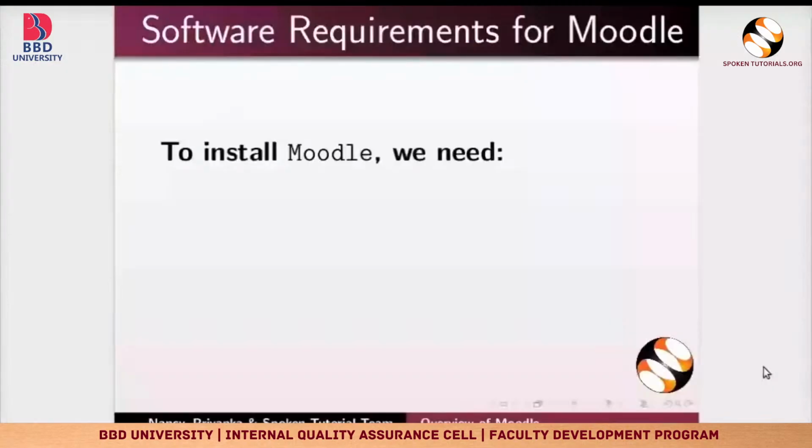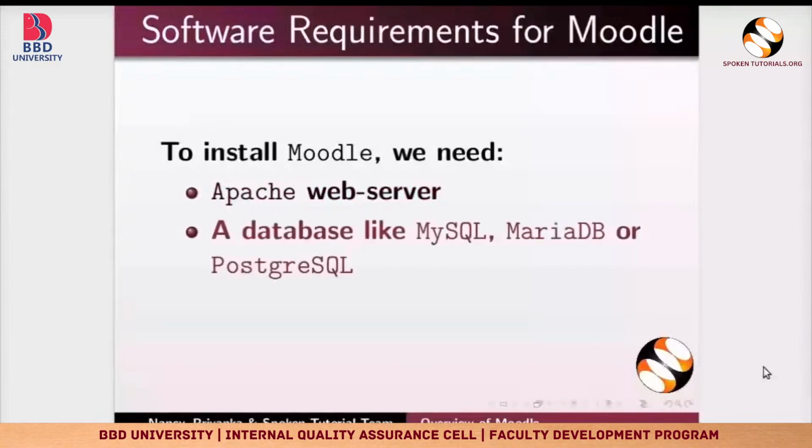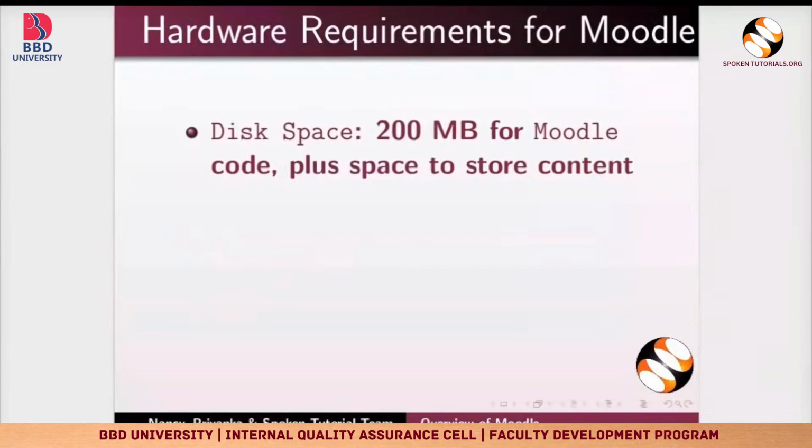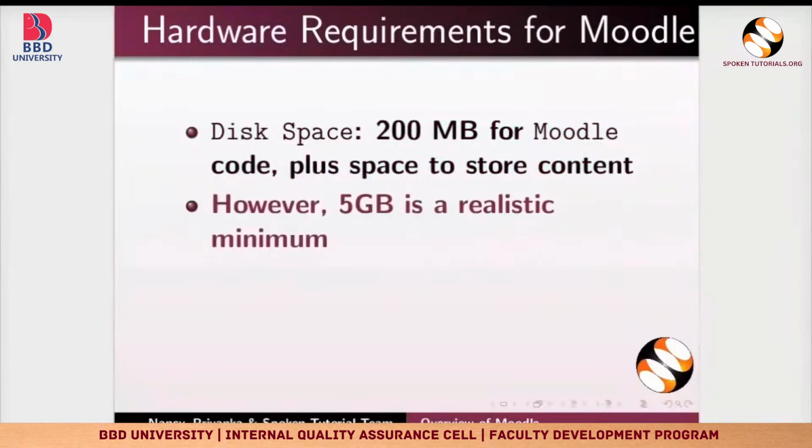To install Moodle, we need Apache web server, a database like MySQL, MariaDB, or PostgreSQL, and PHP. Moodle is a resource-consuming software. Recommended hardware for running Moodle are disk space 200 MB for Moodle code plus space to store content. However, 5 GB is a realistic minimum.